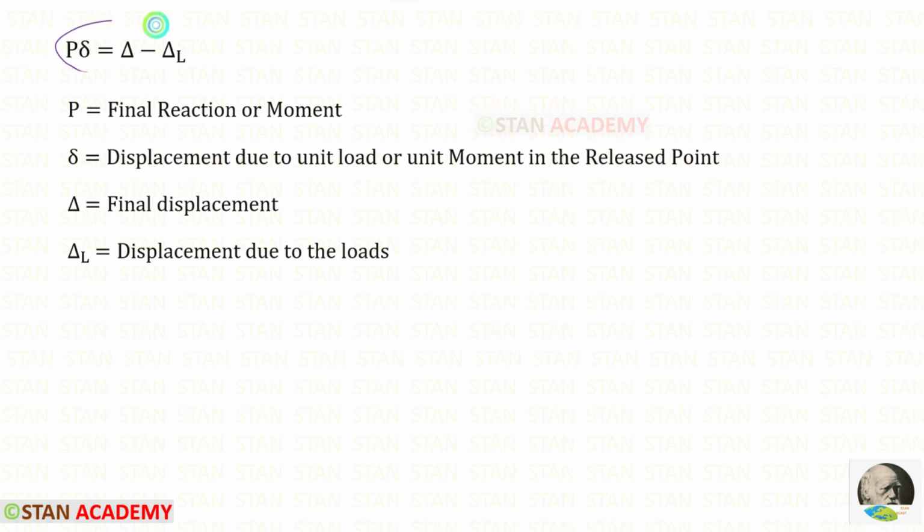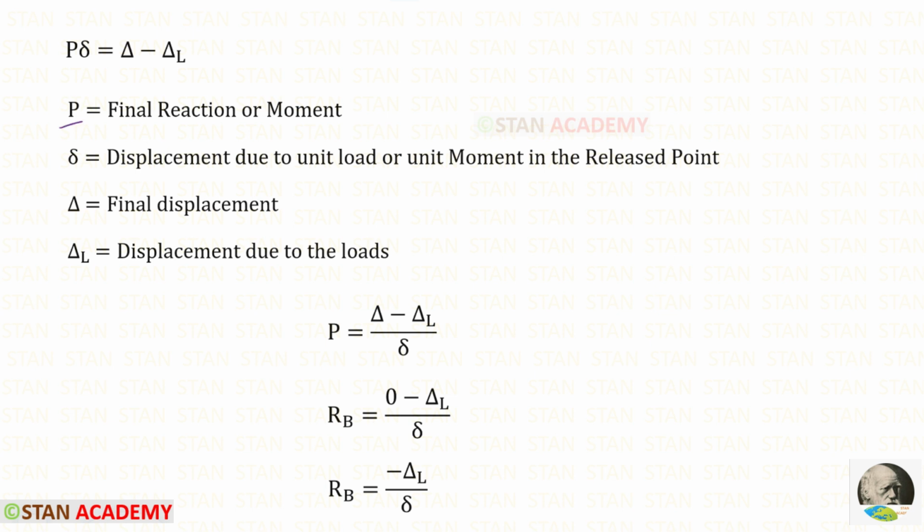We know that this is the formula we are using in the consistent deformation method. P is the final reaction or movement, whichever we have removed. In this problem we have removed RB, so P will be RB. We can take delta on the other side, so it will come downwards, and we know that P is RB. Delta is the final displacement. We have removed the support B. At support B there is no settlement or sinking, so delta will be 0. So the formula becomes small.